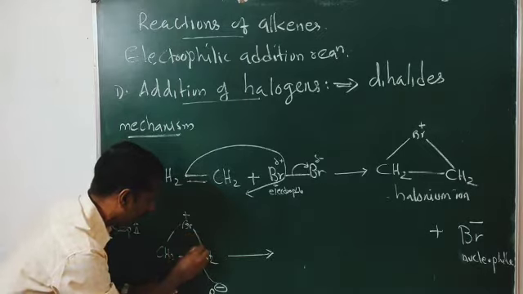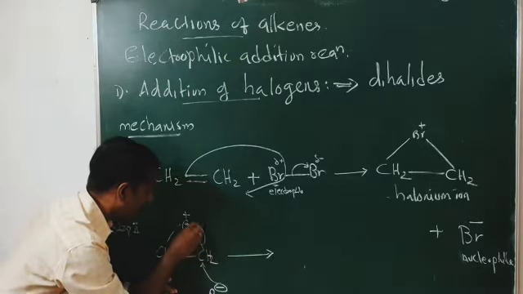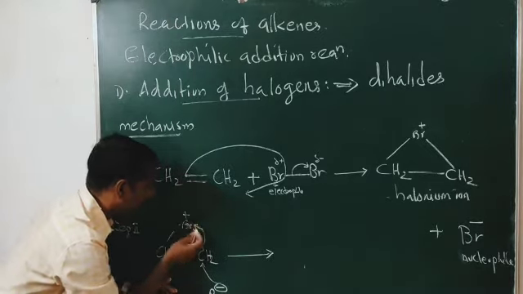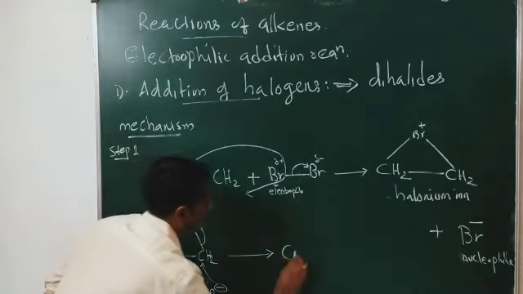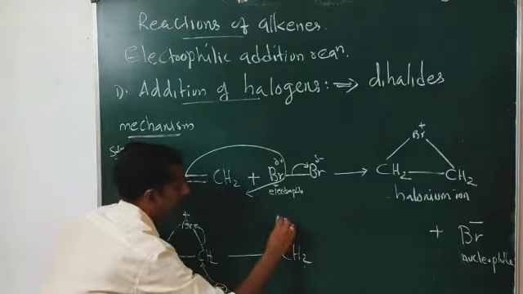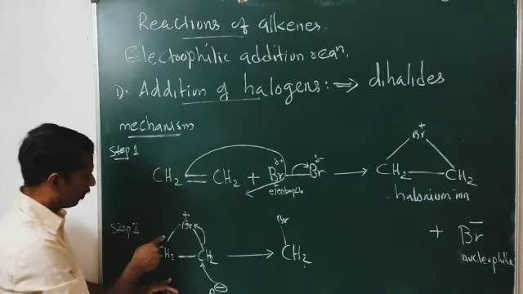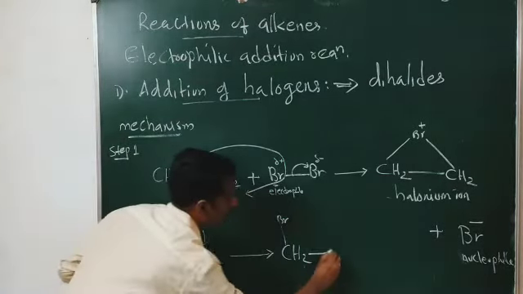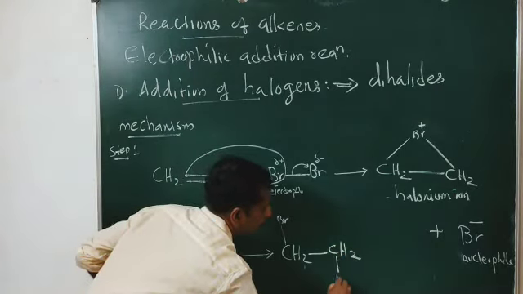At that time what will happen? This bond will break, and this electron will be shifted to Br. So what we get? We get CH2. Now this bond is breaking. Then this Br will become free, and we get CH2Br, and here you are getting CH2Br.